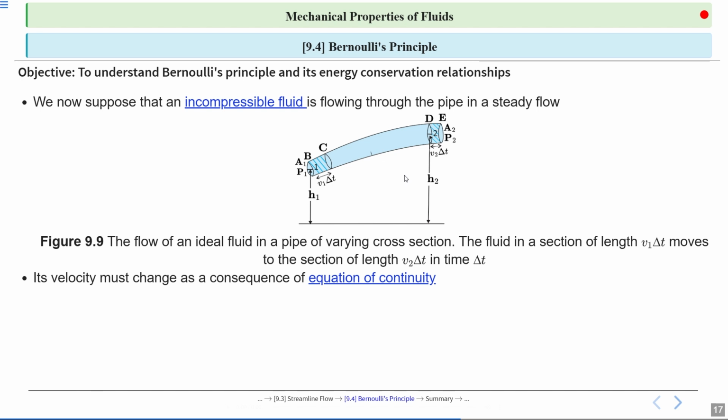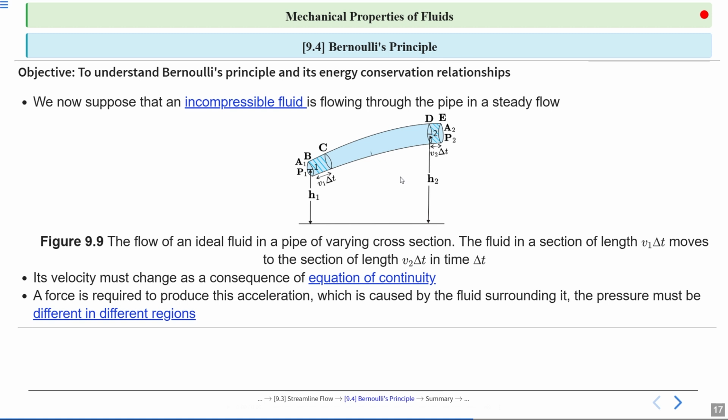As the fluid moves through sections of different widths, its velocity must change. This is because of the equation of continuity, which states that the amount of fluid entering one end of the pipe per second must equal the amount leaving the other end, since the fluid is incompressible. In simple terms, if the pipe narrows, the fluid speeds up. If it widens, the fluid slows down. This relationship is given by A1 V1 equals A2 V2.